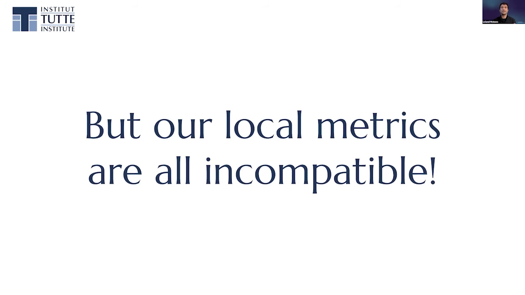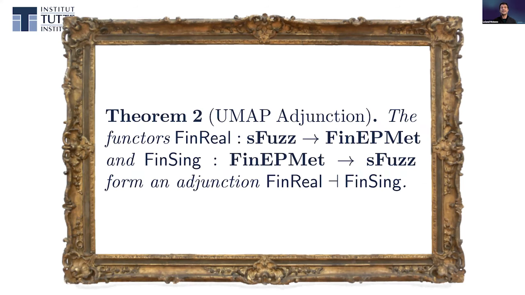catch. All our local metrics were incompatible with each other. We approximated different notions of distance for each point, and there's no reason that a pair of points are going to agree on their distance to each other. In fact, they're not. And this is where background theory comes to the rescue again.